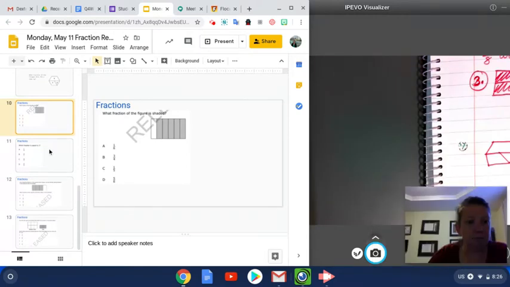Okay. Next one, what fraction of the figure is shaded? Well, how many total equal parts are there? 1, 2, 3, 4, 5, 6. And it wants to know, out of those 6, how many are shaded? So 5 out of the 6, so our answer is D.